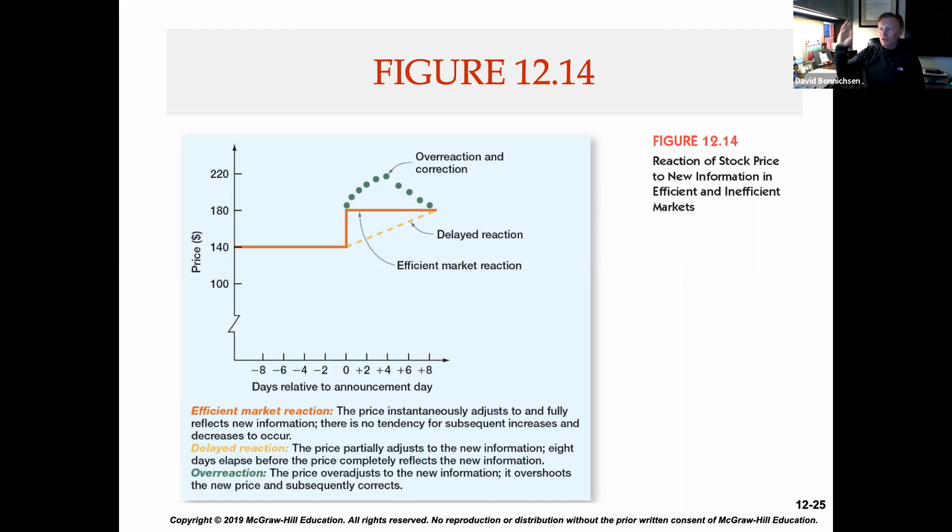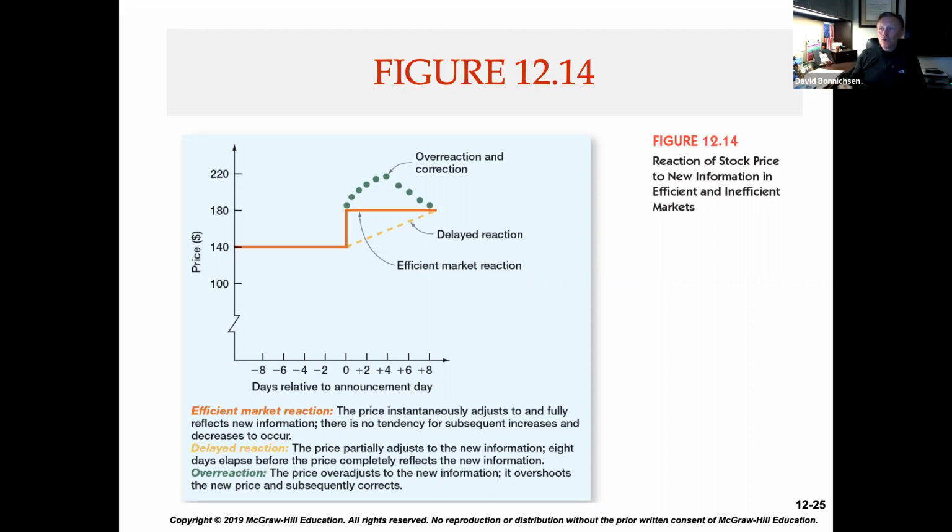The efficient market theory would say that it should step change immediately on announcement day, immediately up to its new fair value price as a result of the vaccine being presented to the marketplace. And then it would stay at the new level until the next news hits. That's the efficient market reaction. But in reality, we know that's not exactly how it works.